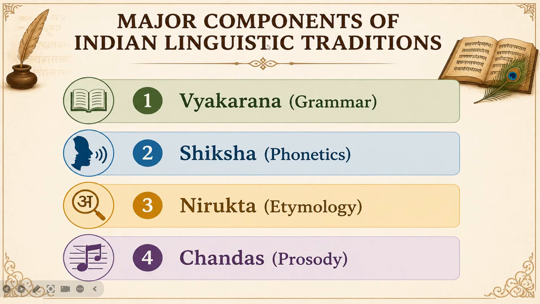The major components of Indian linguistic traditions are the Vyakarana, that is the grammar, second is Shiksha, phonetics, then comes the Nirukta, that is the etymology, and last is the Chandas, that is the prosody. Now we'll see these one by one.